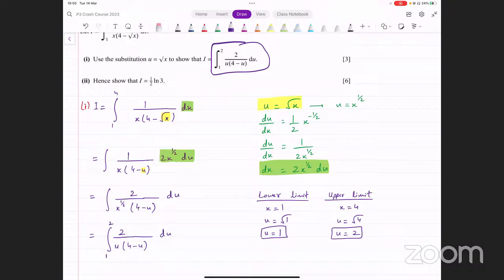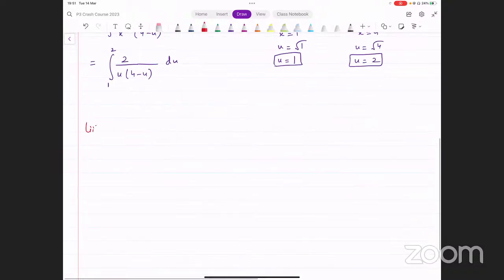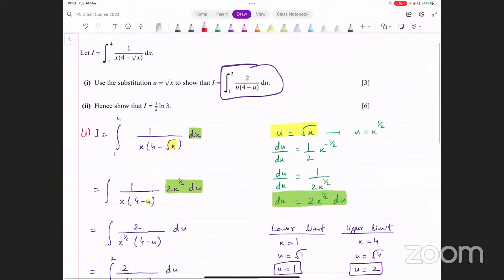So the first part is done. Now in the next part, you just have to integrate this function. The next part is just about integration. It says, hence show that I, which means this integral, equals half ln 3. So now you have to do that integration and prove that once you input the limits, it turns out to be half ln 3.